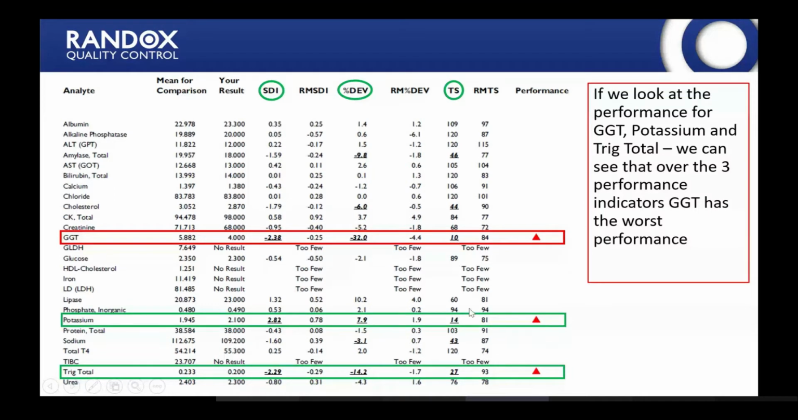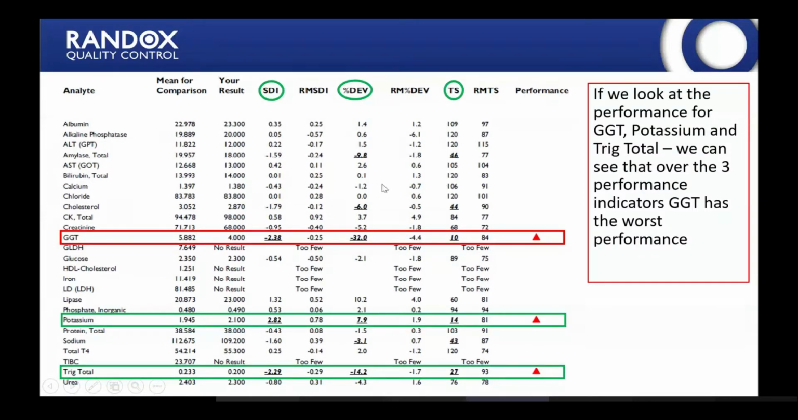Anything here, you can see 10 is the worst, 14 is the next, and 27 is the next. On the report page here, we can look at the running mean target scores to see if it's a long-term issue or if it's just this particular sample. For these parameters you can see that the running mean target scores are in the 80s and this one's in the 90s. So it's not a long-term performance issue. There's a particular issue with this particular sample for these parameters.